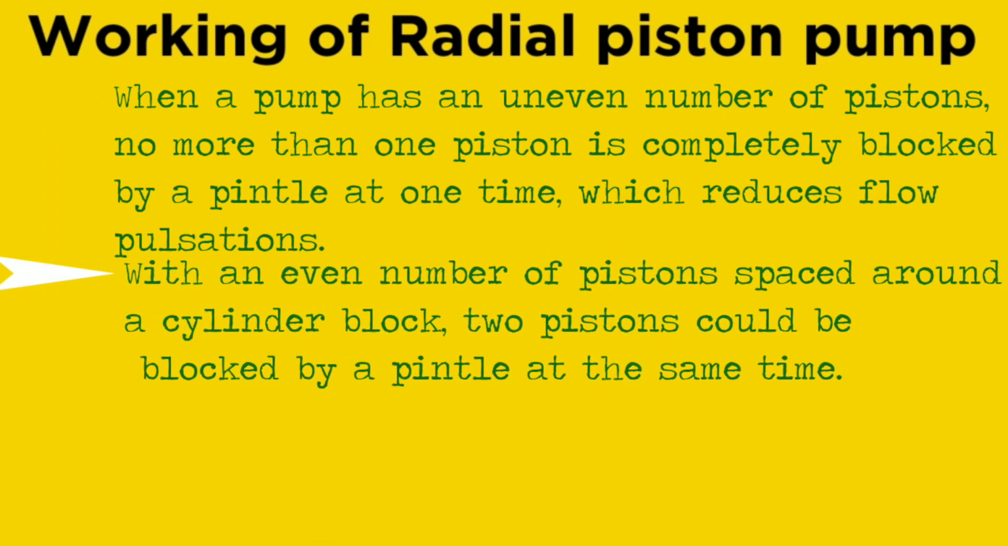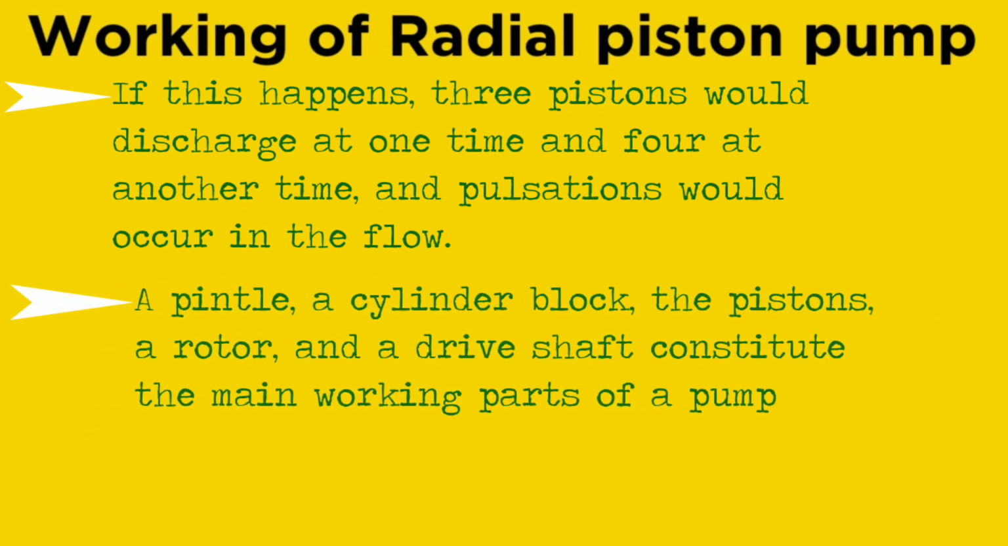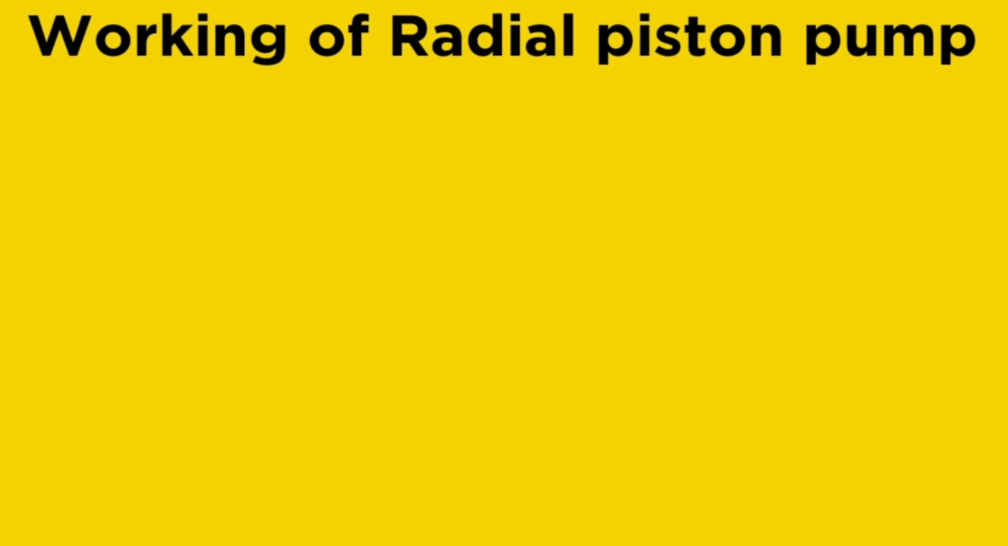With an even number of pistons spaced around a cylinder block, two pistons could be blocked by the pintle at the same time. If this happens, 3 pistons would discharge at one time and 4 at another time, and pulsations would occur in the flow. The pintle, cylinder block, pistons, rotor and drive shaft constitute the main working parts of a pump. Now watch the working video model of the radial piston pump.